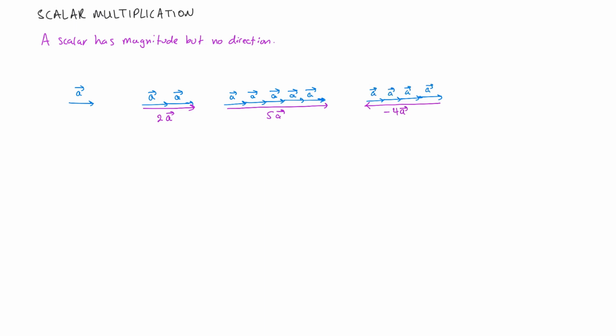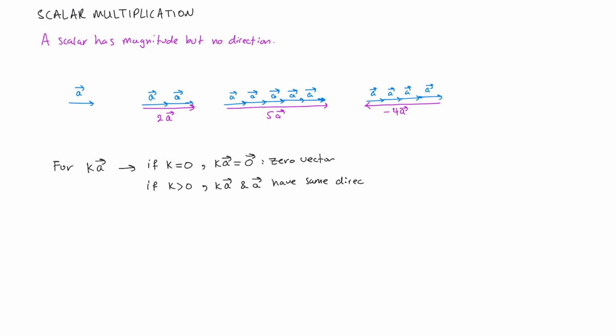Now, to summarize, if we multiply a scalar value k by vector A, if k is equal to 0, then k multiplied by vector A will give us a 0 vector. If k is larger than 0, then the magnitude becomes k times the magnitude of A, and it goes in the same direction as vector A. And if k is smaller than 0, then the magnitude is the absolute value of k times the magnitude of A, but it's in the opposite direction of vector A.